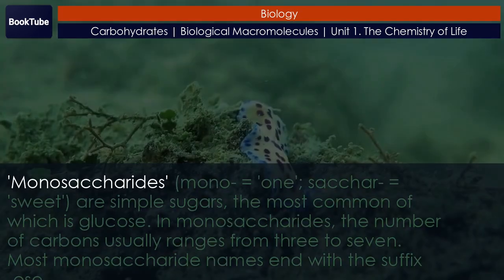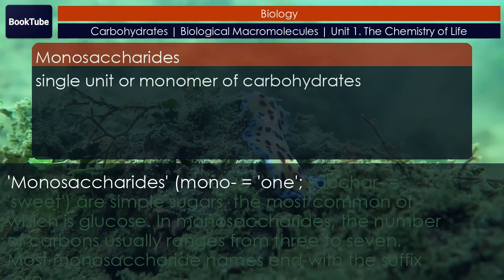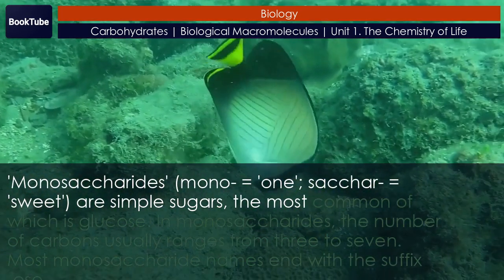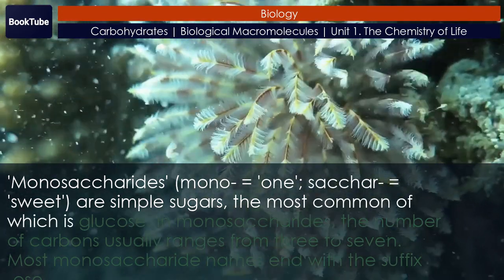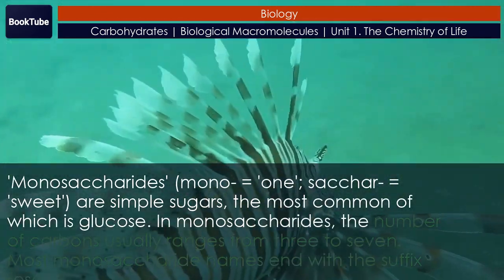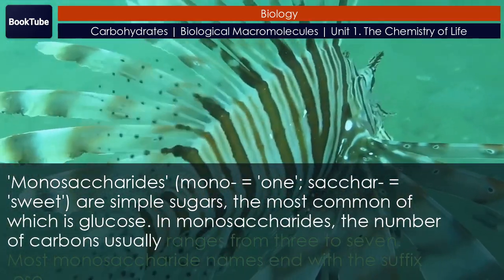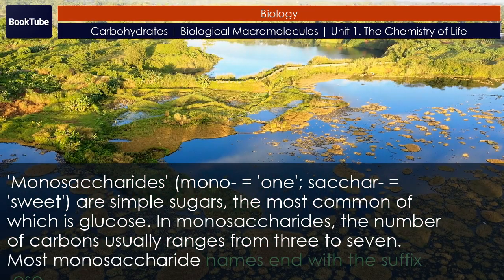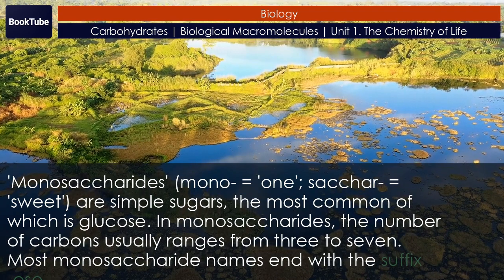Monosaccharides. Mono equals one, saccharide equals sweet. Monosaccharides are simple sugars, the most common of which is glucose. In monosaccharides, the number of carbons usually ranges from 3 to 7. Most monosaccharide names end with the suffix -ose.